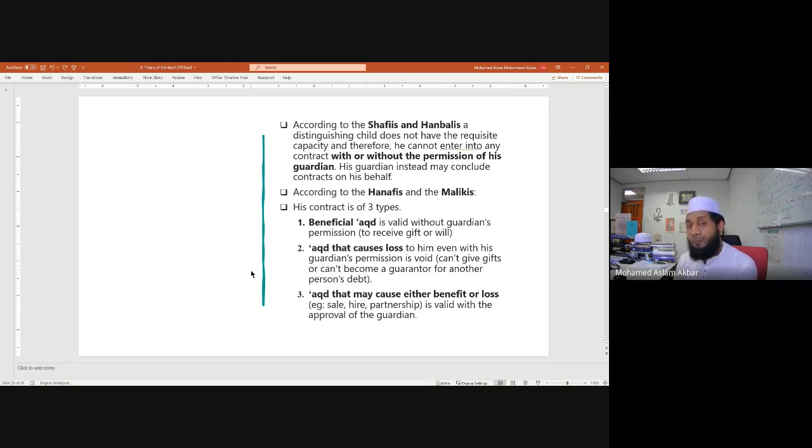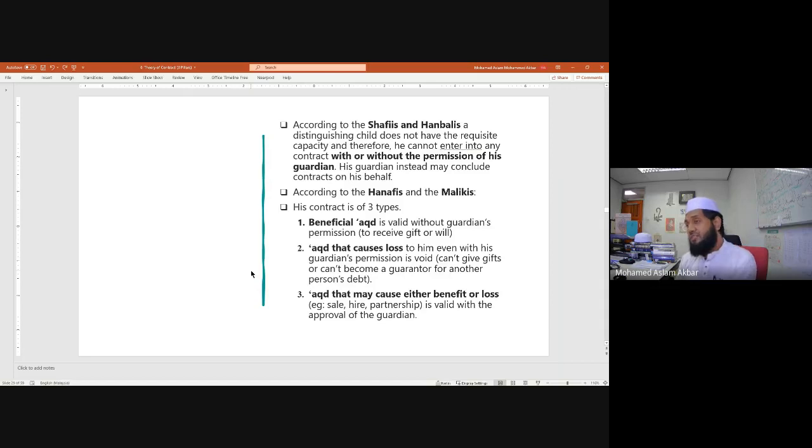So when it comes to Sabi al-Mumayyiz, because he knows what is right and what is wrong, according to Hanafi and Maliki, it is okay. He can actually take those gifts without the guardian's permission. Okay. Number 2, aqad that causes loss. Something that you do where you always lose. For example, you give a gift or presents to someone. From your property, you are giving some product or gift to somebody. This is what causes him the loss. Even though he's Sabi al-Mumayyiz, if he wants to give something, it will cause him the loss.